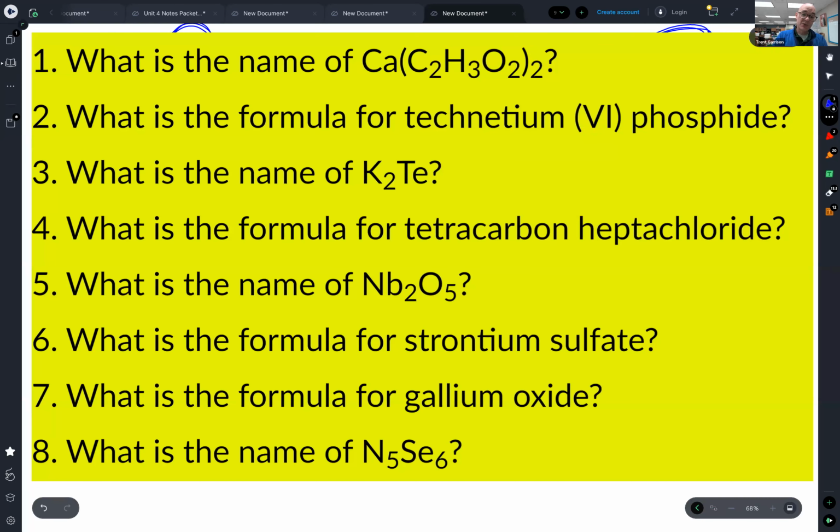It's a lot of practice with nomenclature, and you need to make sure you get all these right. Practice them, because if you don't do well on this, you will not be doing so well on the test. Okay, so the first one, we're writing the name.